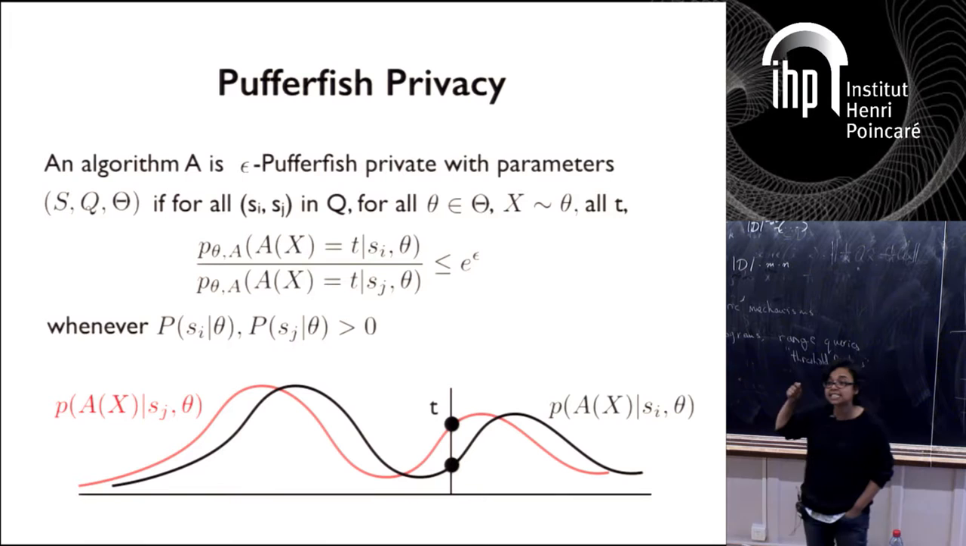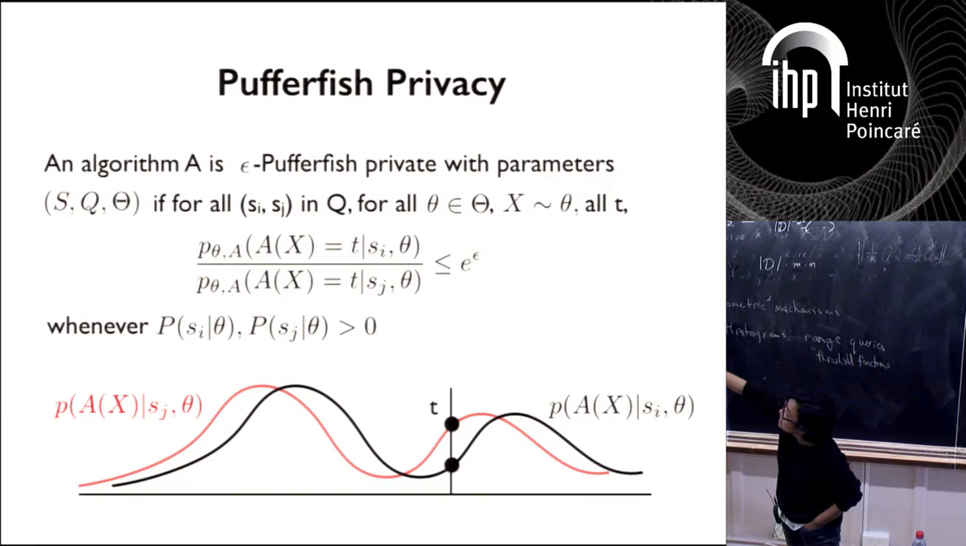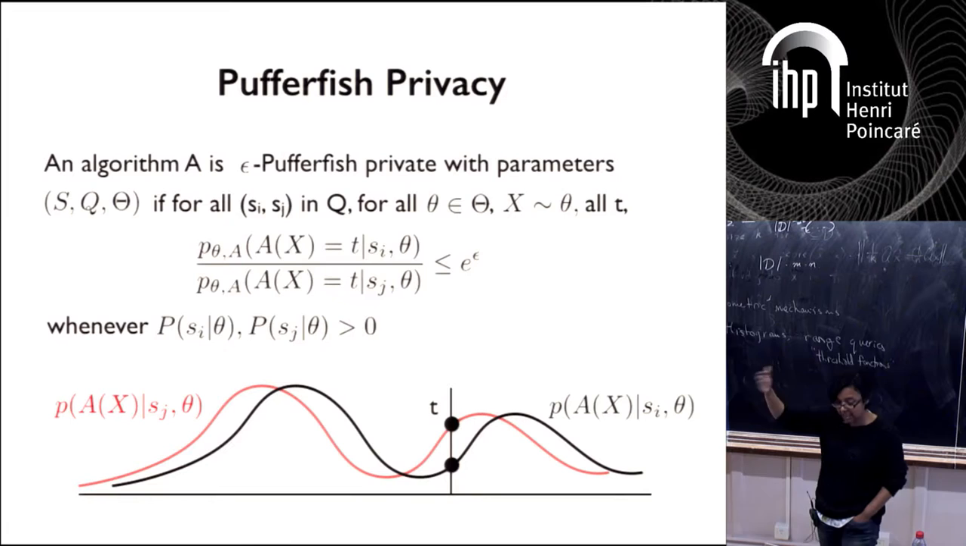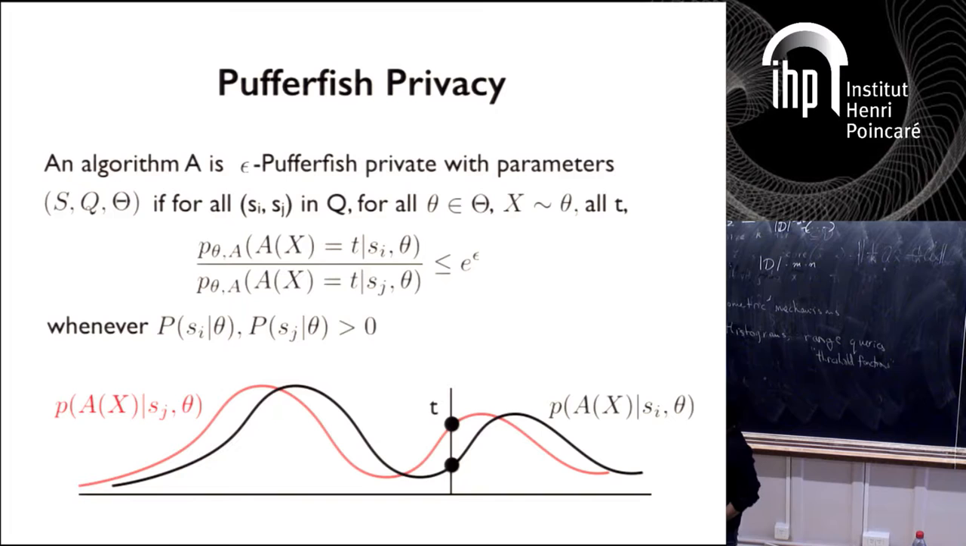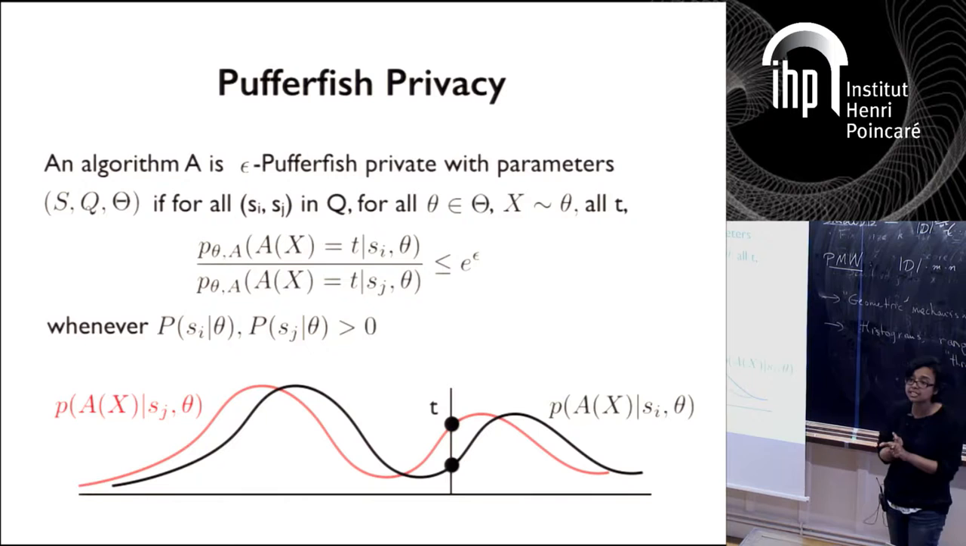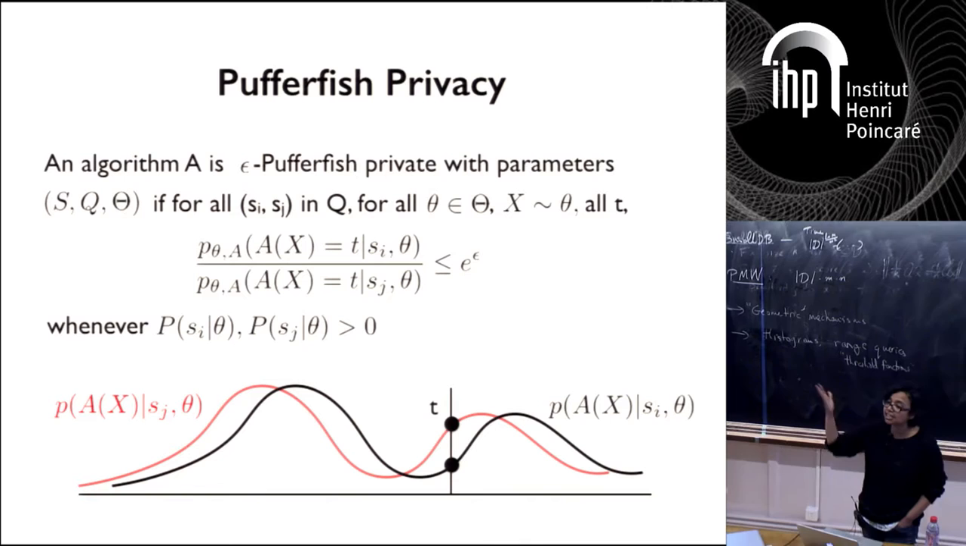So the difference between these two likelihoods is that the secret changed, right? So si versus sj, these are two things that you want the adversary to not be able to distinguish, okay? And then the other difference that I want to point out, which is different from differential privacy, is that in differential privacy, this kind of a likelihood would have been with respect to just the randomness in the algorithm, right? Here, it's with respect to both the randomness in the algorithm and this distribution theta, right? So that's one of the differences, okay? And obviously you want this to happen whenever the prior probabilities of si conditioned on theta and sj conditioned on theta are strictly greater than zero, right? Because otherwise, this doesn't make a lot of sense.